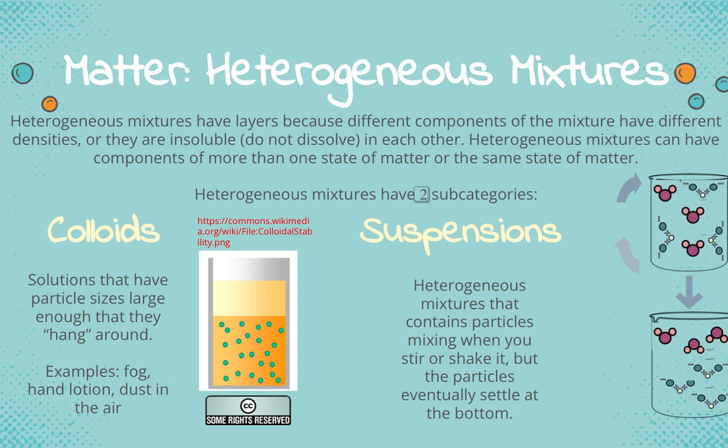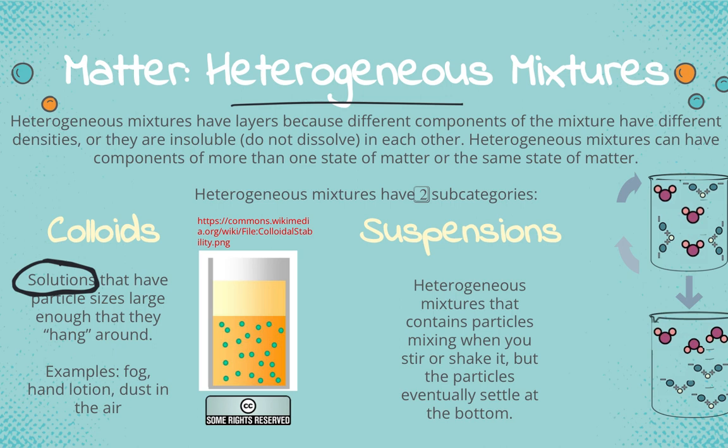Colloids are solutions that have particle sizes large enough that they hang around. I know this is kind of tricky because we said the word solution is a homogeneous mixture, but a colloid is actually a heterogeneous mixture. The reason they're using the term solution there is because it has a uniform distribution, but the particles within that colloid have different densities. They're just closer together. An example of a colloid would be fog or hand lotion or dust in the air.